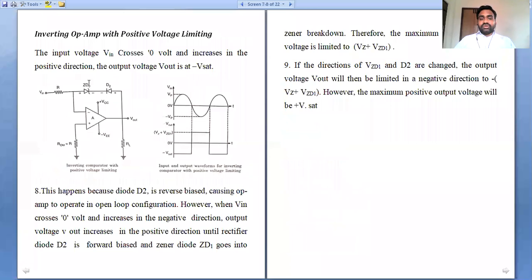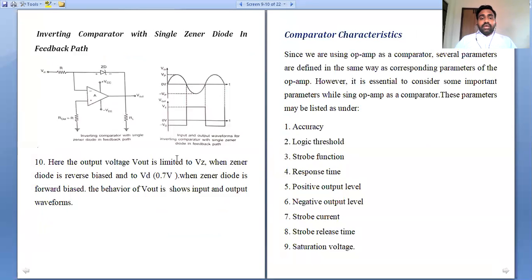Previously we observed a rapid growth in the output voltage, but here, in the third context of application, our main objective is to take the maximum amount of positive saturation voltage from the inverting comparator. Okay, our objective is to observe an output voltage of plus V saturation at a maximum instant.